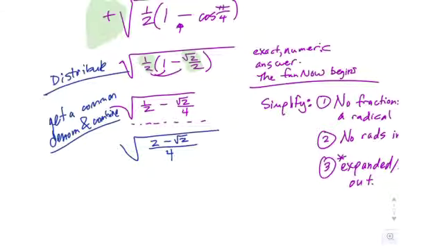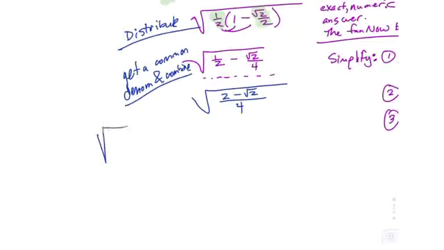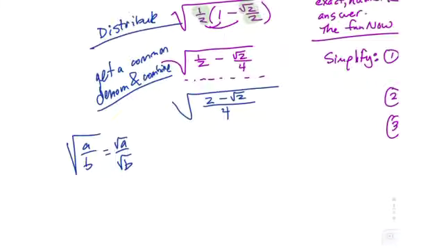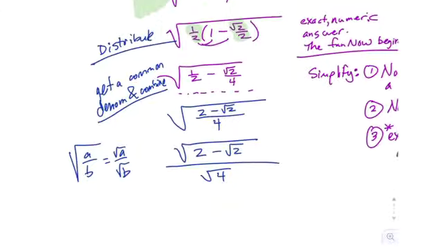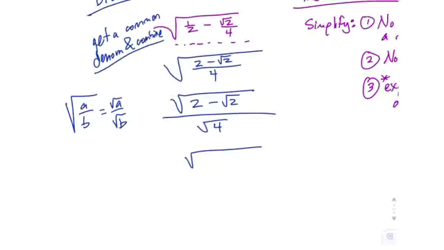Okay, now that we have that, we can use this little property. The square root of a over b is equal to the square root of a over the square root of b. We can give each numerator and denominator their own radical, because I still have a fraction under the radical. So that becomes the square root of the numerator all over the square root of the denominator. I can only do that because it's a single term. And now what's the denominator? What's the square root of 4? 2. So all of that could be over 2.